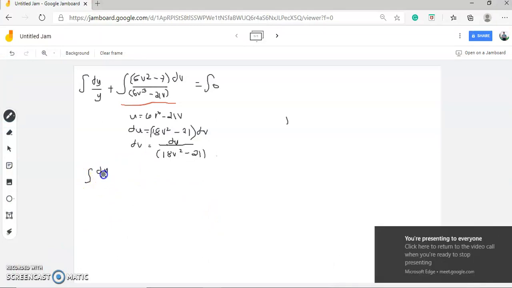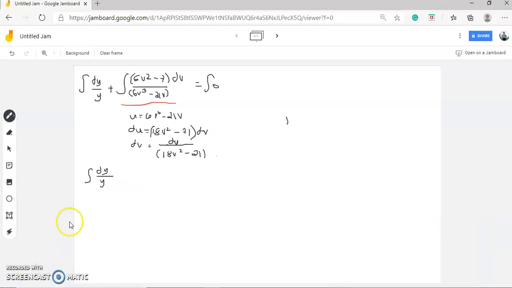So you have dy over y. Okay, this should be recorded. dy over y plus, from here, just substitute this one. You have 6v squared minus 7 times, what is our dv? That is du all over 18 v squared minus 21 all over u, because this one is our u.